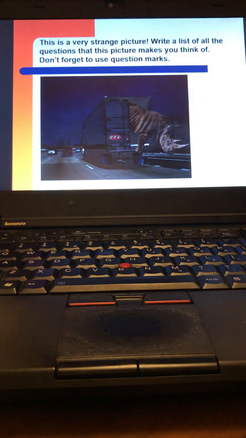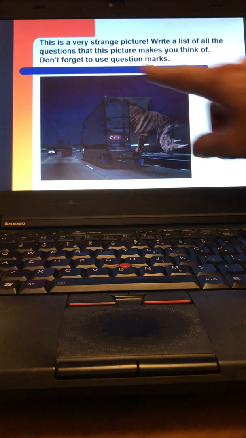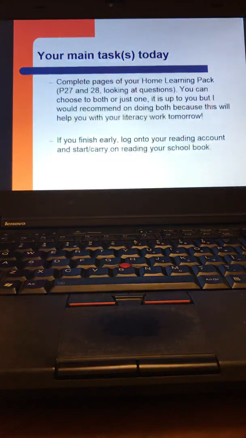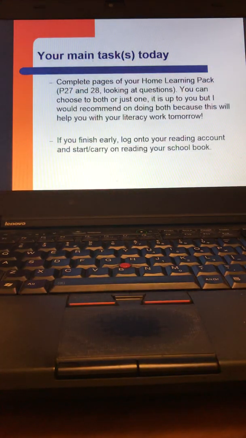So, for all three of those pictures, write a list of your questions. It doesn't have to be a huge list. It can be a couple of questions. I want at least, let's go for 3 questions, I think is fair enough. 3 questions for each picture. Again, don't forget to use your question marks. And that leads us nicely on, wee short video today, to our main task or tasks for today.